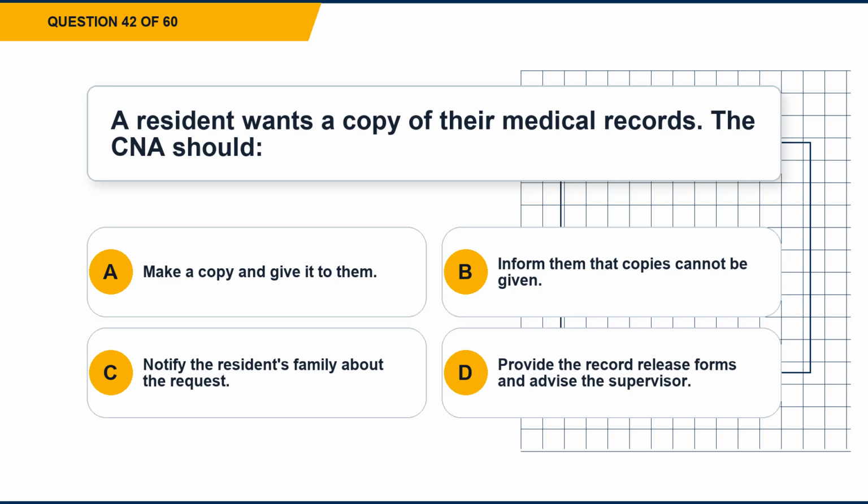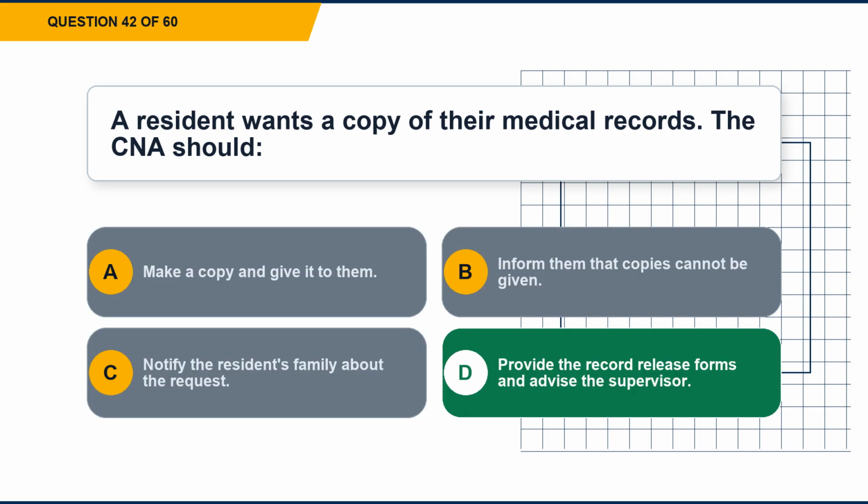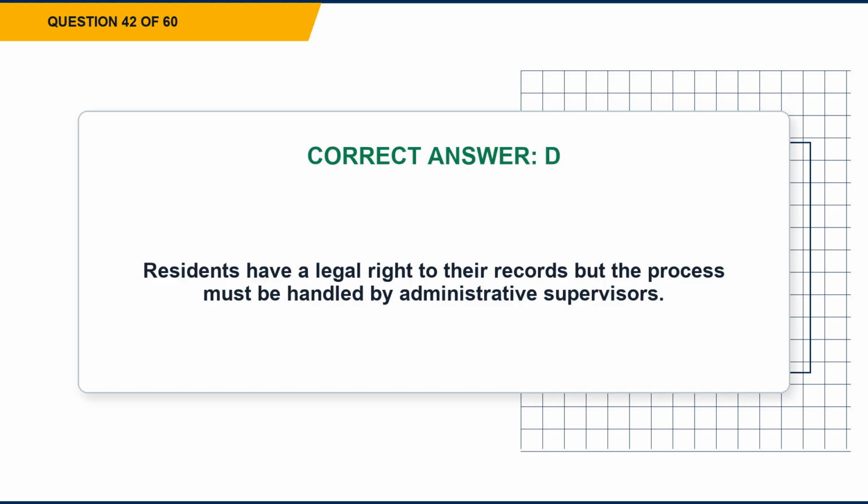The CNA should: Option A, make a copy and give it to them. Option B, inform them that copies cannot be given. Option C, notify the resident's family about the request. Option D, provide the record release forms and advise the supervisor. The correct answer is option D, provide the record release forms and advise the supervisor. Explanation. Residents have a legal right to their records, but the process must be handled by administrative supervisors.